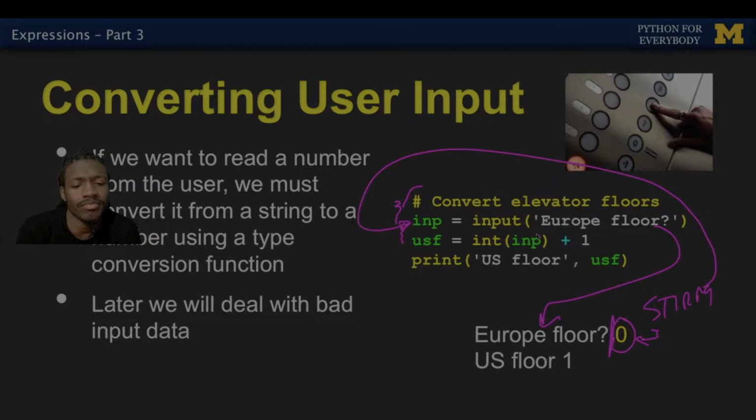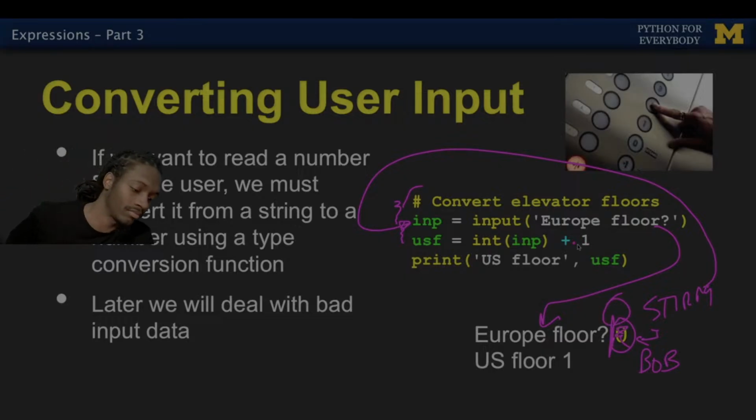It works on the right-hand side. We're going to pull this string 0. We have to convert it to an integer, otherwise we can't add 1 to it. If we just did inp plus 1, we'd get a traceback. But we say int of inp, convert it to an integer. Now, if you mess this up and put Bob in, then this thing is going to blow up because int can't convert Bob to an integer. But because we have a 0 here, we're okay. So then we add 1 to it and store that in usf.